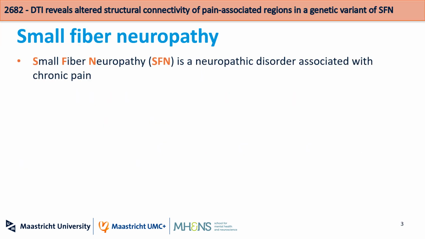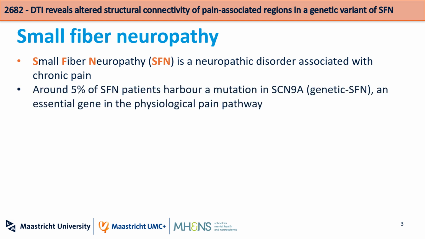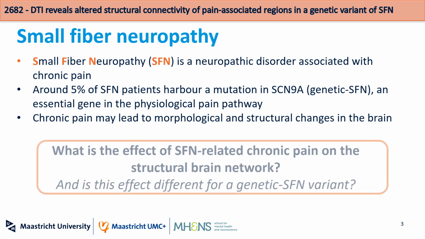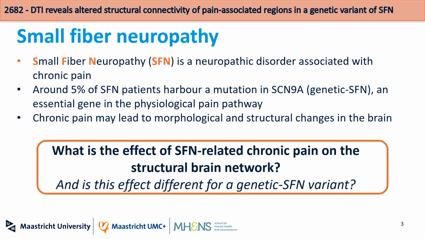Small fiber neuropathy, or SFN, is a neuropathic disorder associated with chronic pain. Around 5% of the people with SFN harbor a mutation in the SCN9A gene. We refer to this as the genetic SFN. Chronic pain may lead to changes in the brain, for example related to morphology but also to the structural network. Therefore, in this study, we would like to investigate what the potential effect of SFN-related chronic pain is on the structural brain network, and, moreover, to assess whether this effect is different for the genetic variant.